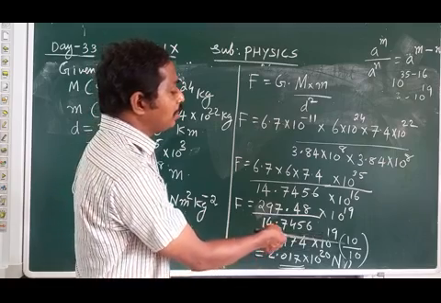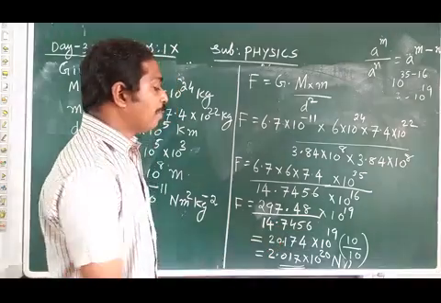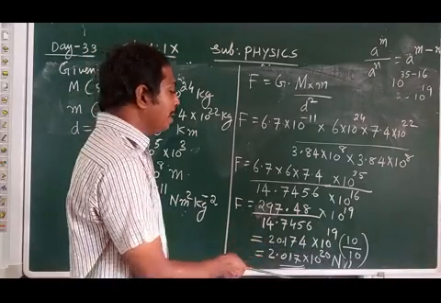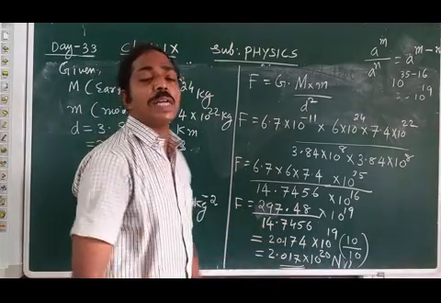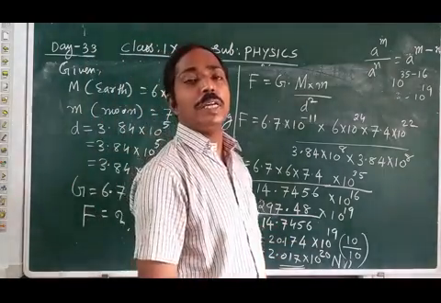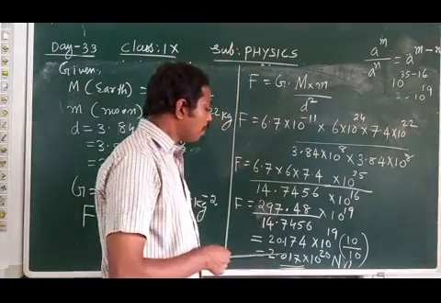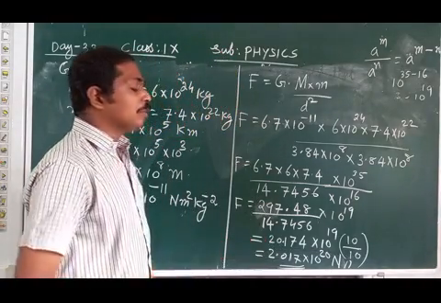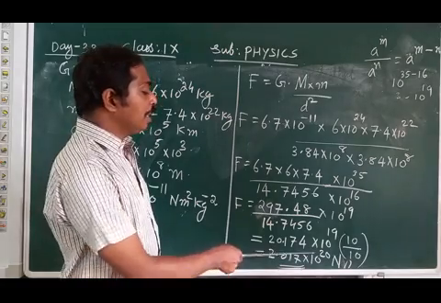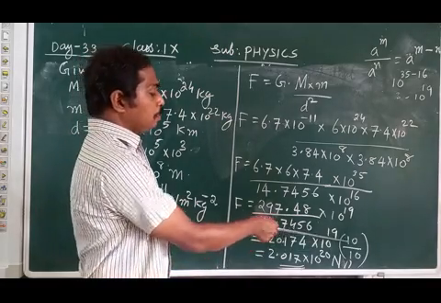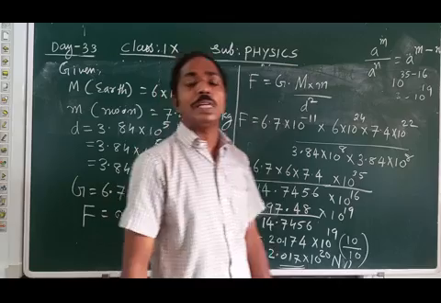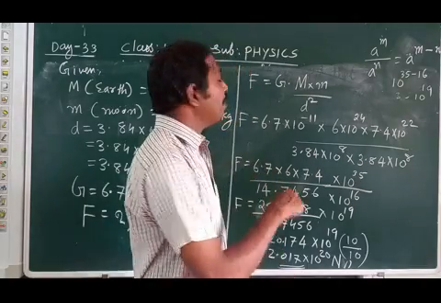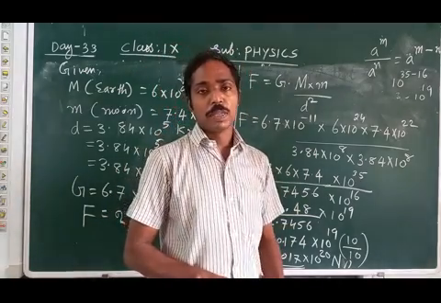20.174 into 10 raised to 19 Newton we can write. But to get 20 we can do it like that. Numerator and denominator we can multiply and divide by 10. When we divide we get 2.01, and when we multiply we get the exponent as 20. So this is the way we can simplify this problem.